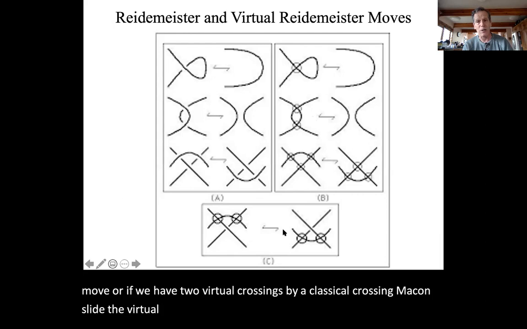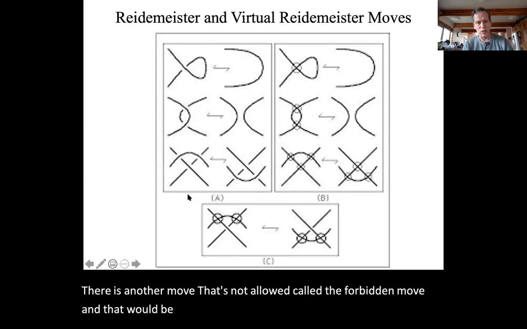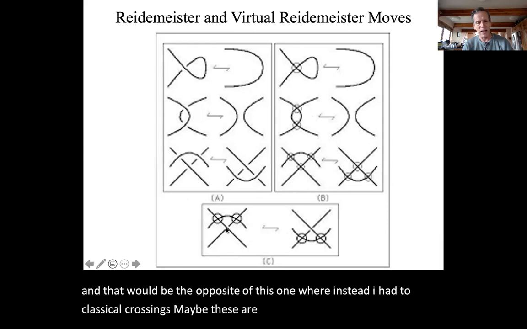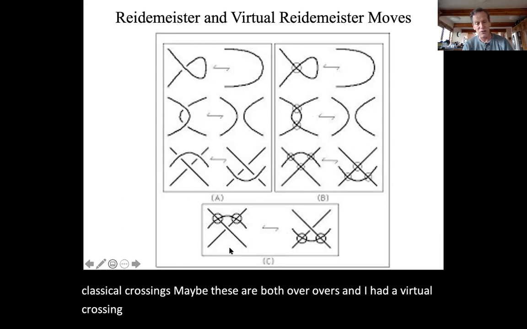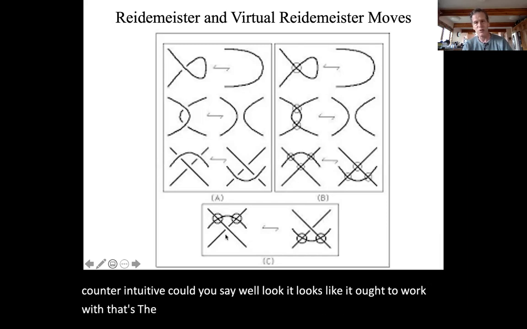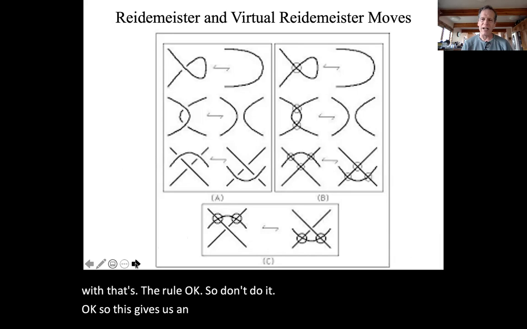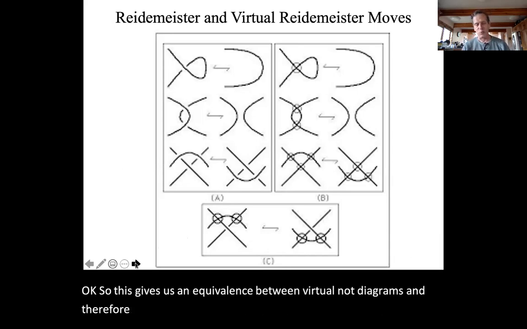So that's allowed. There is another move that's not allowed called the forbidden move, and that would be the opposite of this one, where instead I had 2 classical crossings, maybe these are both over-overs, and I had a virtual crossing here. I am not allowed to move that past. Now that's somewhat counterintuitive because you say, well, look, it looks like it ought to work, but that's the rule, okay? So don't do it. Okay, so this gives us an equivalence between virtual knot diagrams, and therefore we now have a theory of virtual knots.